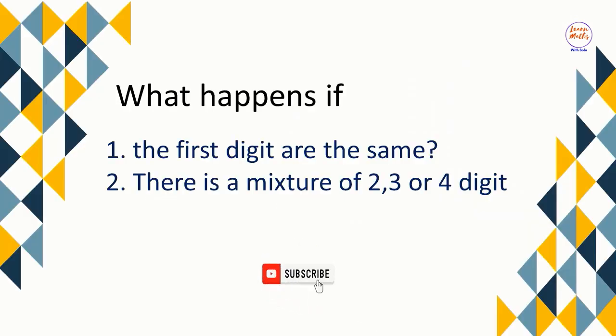What happens if the first digits are the same and there is a mixture of 2, 3, or 4 digits? So like I said before, now we'll go into when you have 2, 3, 4 digits in one and you're asked to arrange, or when the first digits of everything is the same, or sometimes you can even have the first 2 digits being the same and then you have to deal with either the third or fourth digits. So let's go into it and let's explain it.